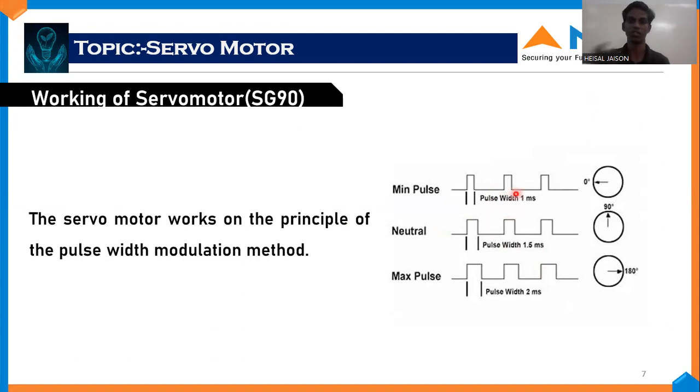Similarly, if the pulse is 10 milliseconds, with 1.5 milliseconds on and the remaining 8.5 milliseconds off, it will be 90 degrees. Then the maximum pulse means the maximum rotation of the servo motor, 180 degrees. Here, if in a 10 millisecond pulse, 2 milliseconds are on and the remaining 8 milliseconds are off, then it is considered 180 degrees, so it should turn 180 degrees. From the voltage, the circuit or the IC can understand at which point it should stop.